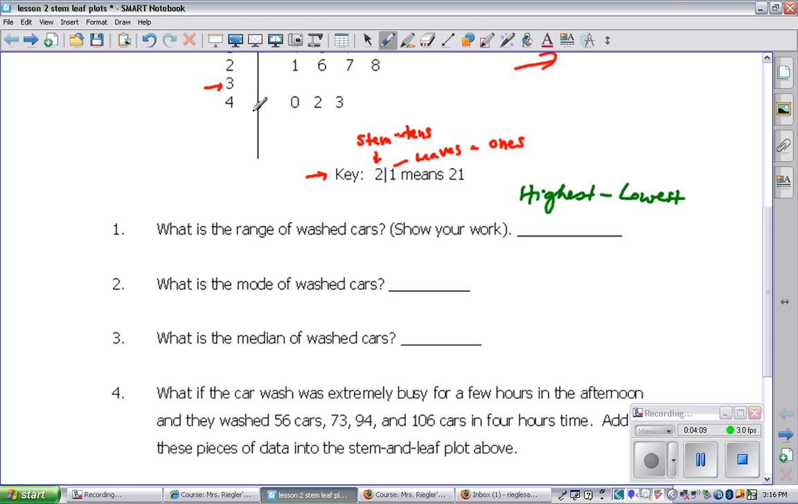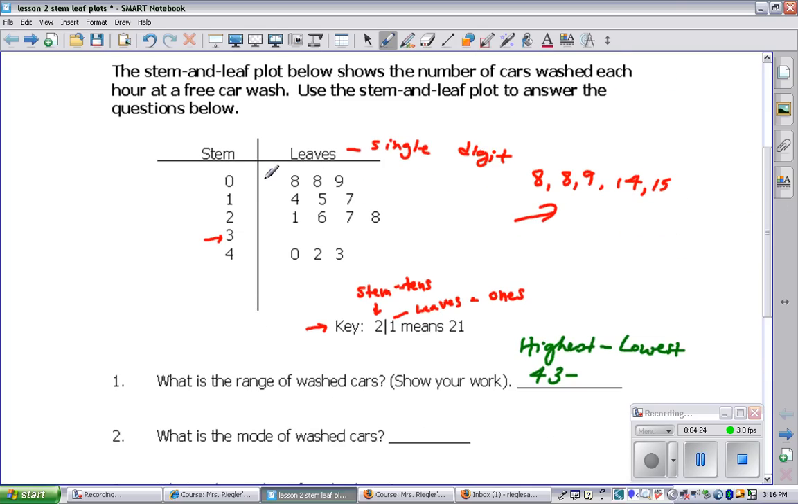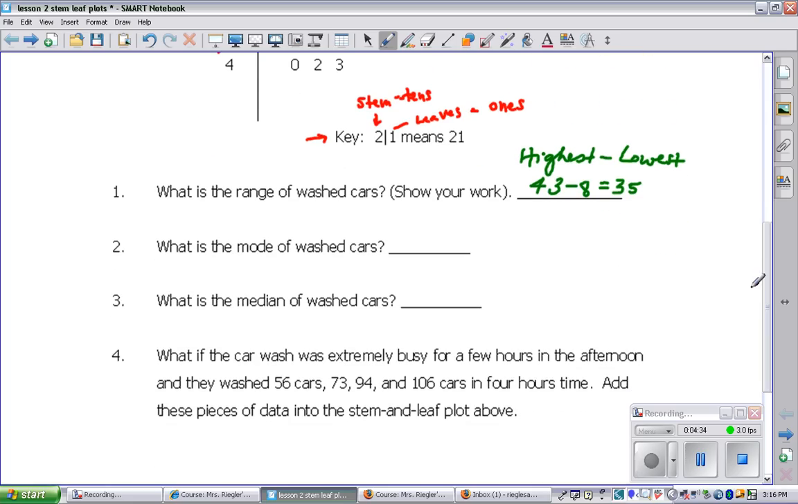It should be at the bottom because these are in numerical order and they get bigger as you go down. 40, and then our furthest stem to the right is our highest number. So 43, and our lowest number was the very first one here, 0 tens and 8 ones, which is 8. So our range in this case is 35. That means there's a gap of 35 between our highest number of cars and the lowest number of cars at our car wash.